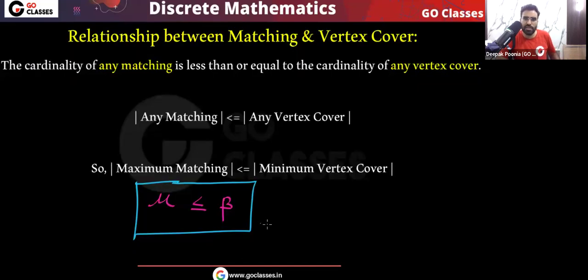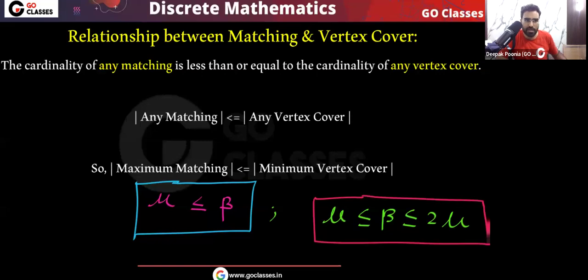Actually, in our lectures we have also seen that mu is less than or equal to beta, and beta is less than or equal to 2 mu. We have seen the proof of this equation also: the proof of mu less than or equal to beta, and the proof of beta less than or equal to 2 mu. I will not discuss the proof here. You can watch the lectures. The link you can find in the description, in the pinned comment, or on YouTube you can search GO Classes discrete mathematics, and in the playlist you can find the lectures on matching, vertex cover, etc. There we have seen the proof.